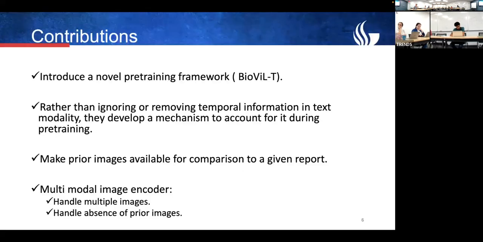So the contributions of this paper: they introduce a novel pre-training framework, Biomedical, and rather than ignoring or removing temporal information, they have developed a mechanism to account for it during pre-training. And then they make prior images available for comparison to a given report. And then a multi-modal image encoder. This multi-modal image encoder handles multiple images, and it also handles absence of prior images.